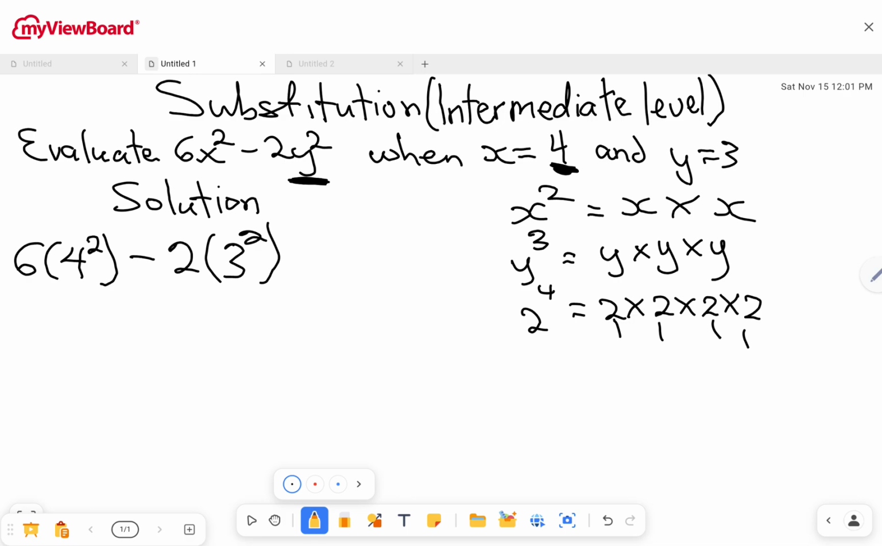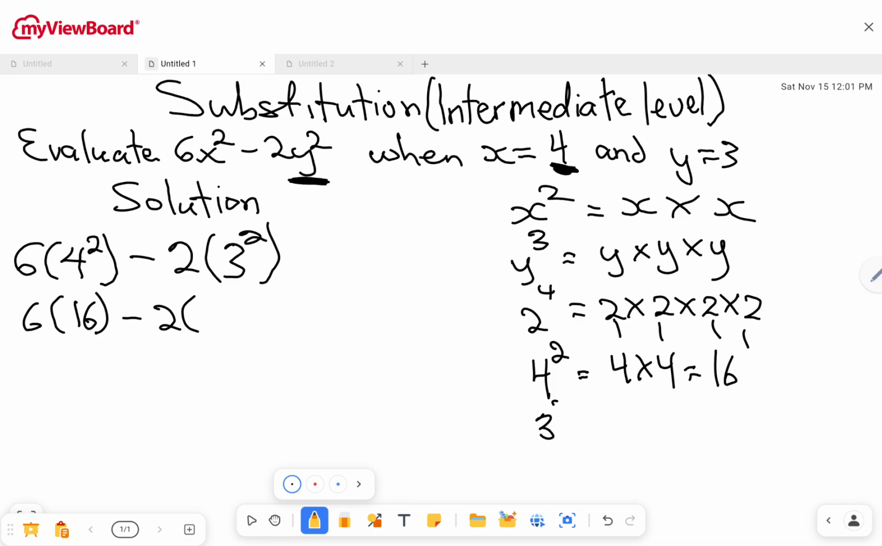Now since we have 4 squared, it means 4 times 4. And 4 times 4 is 16. So we are going to have 6 in the parentheses, then we have 16 minus, now 3 squared, which also means 3 times 3. And we know 3 times 3 is going to give us 9. So we put the 9 in the parentheses like this.